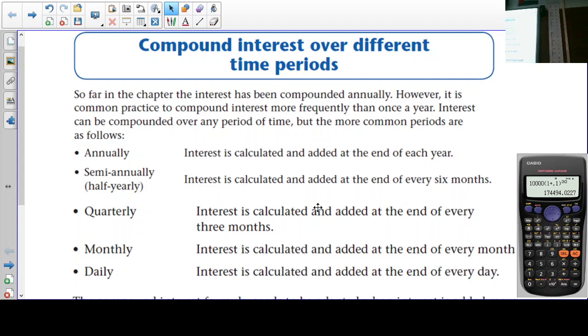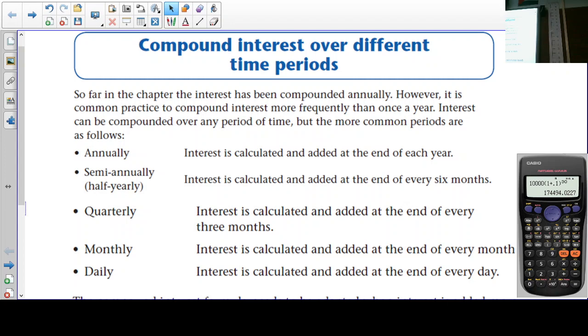Okay. So far in this chapter, the interest has been compounded annually. Annually means what? Per year. However, it is common practice to compound interest more frequently than once a year. Interest can be compounded over any period of time, but more common periods are as follows. Compounded annually is compounded for the year. Okay, interest is calculated and added to the end of each year.